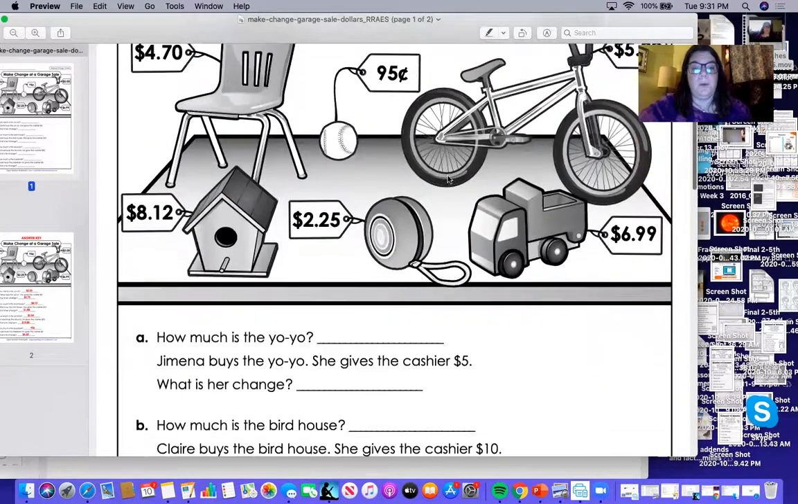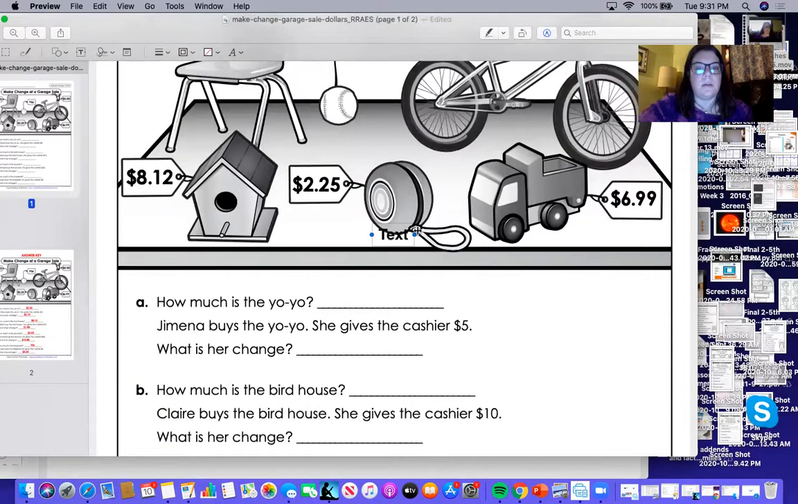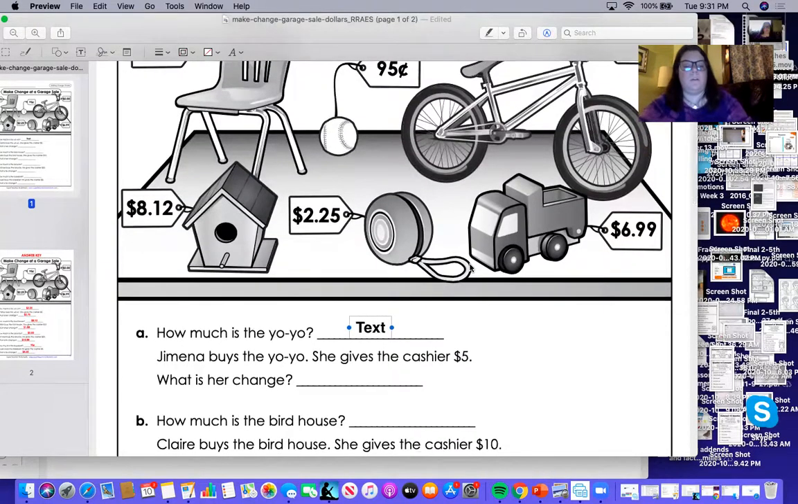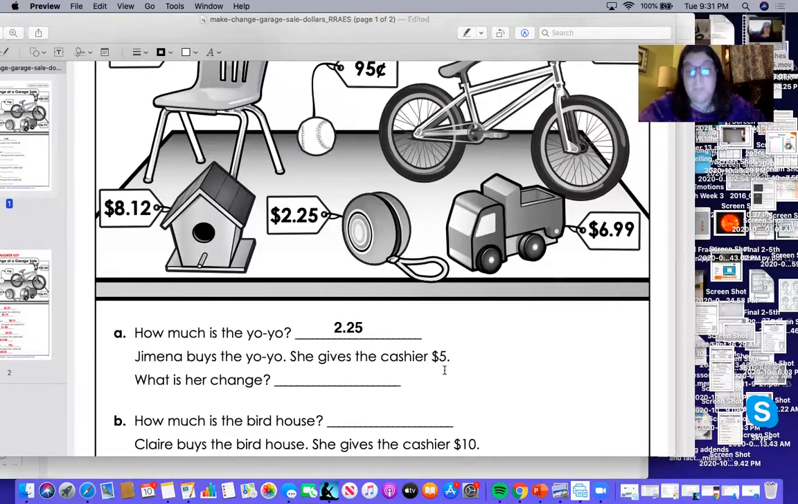All right, so how much is a yo-yo? We're gonna first fill in our stuff that we need here. A yo-yo is $2.25. That feels a little more realistic on this one. All right. Jimena buys the yo-yo. She gives the cashier $5. What is her change? So we are going to subtract across zeros. We have $5 and we're subtracting $2.25. So we know that when we subtract across the zeros, we have to go all the way over here to our dollar.